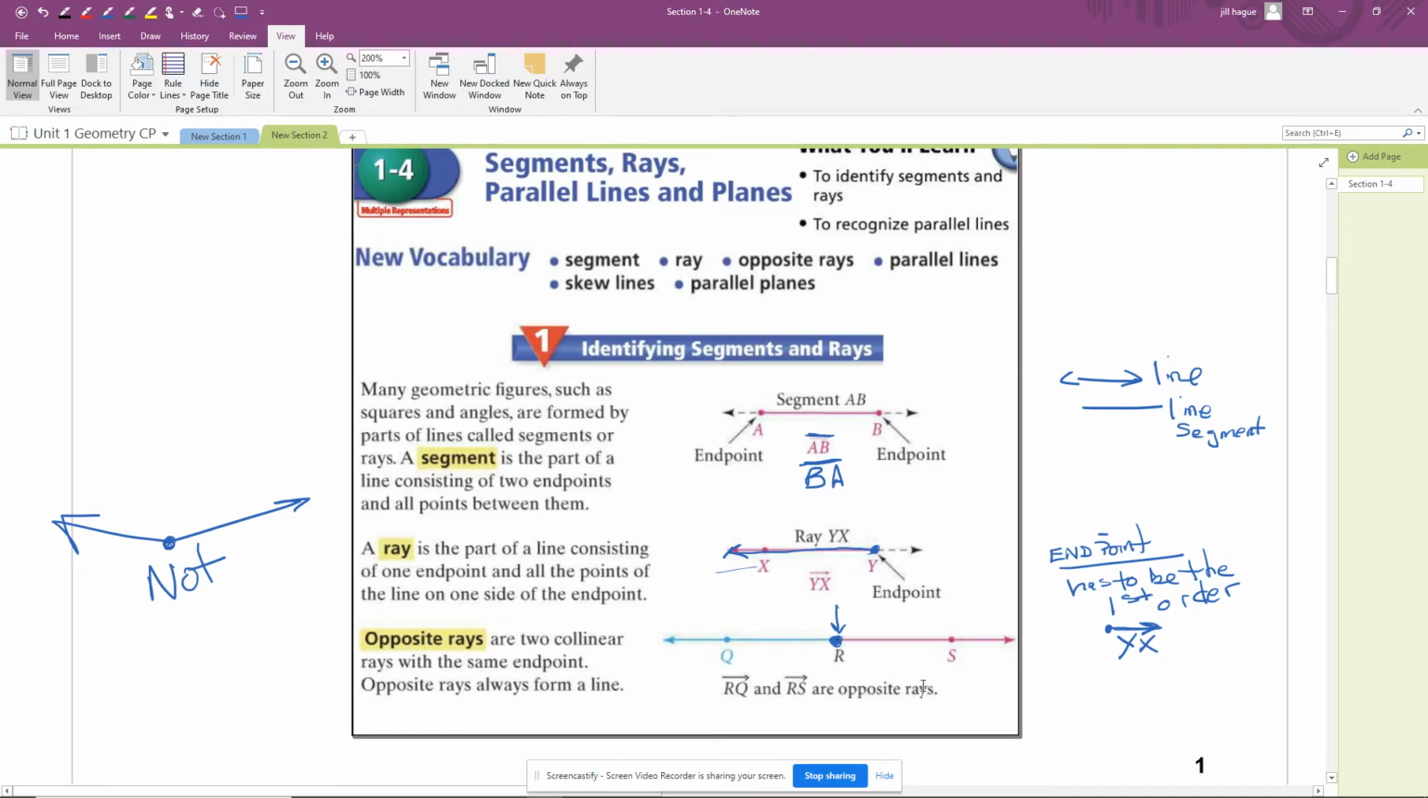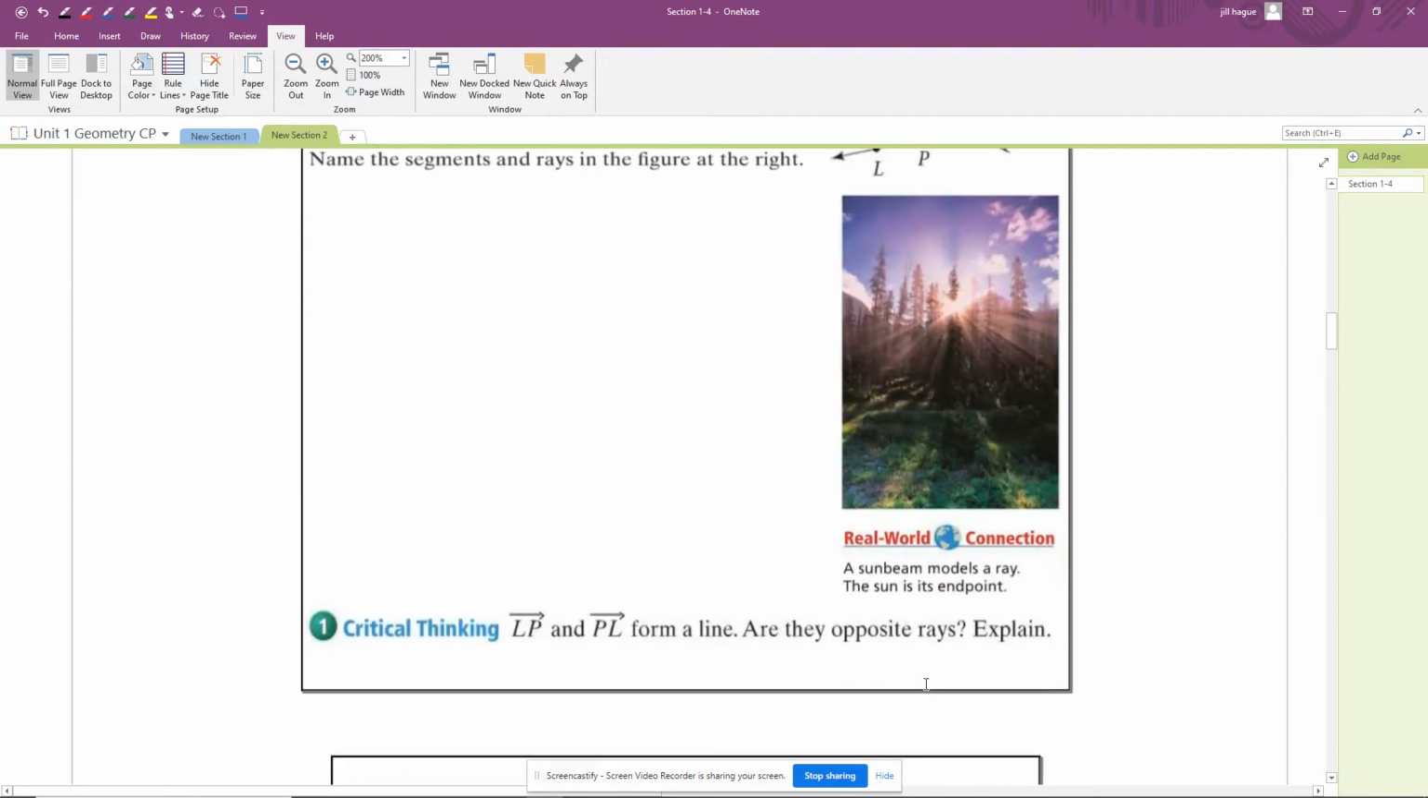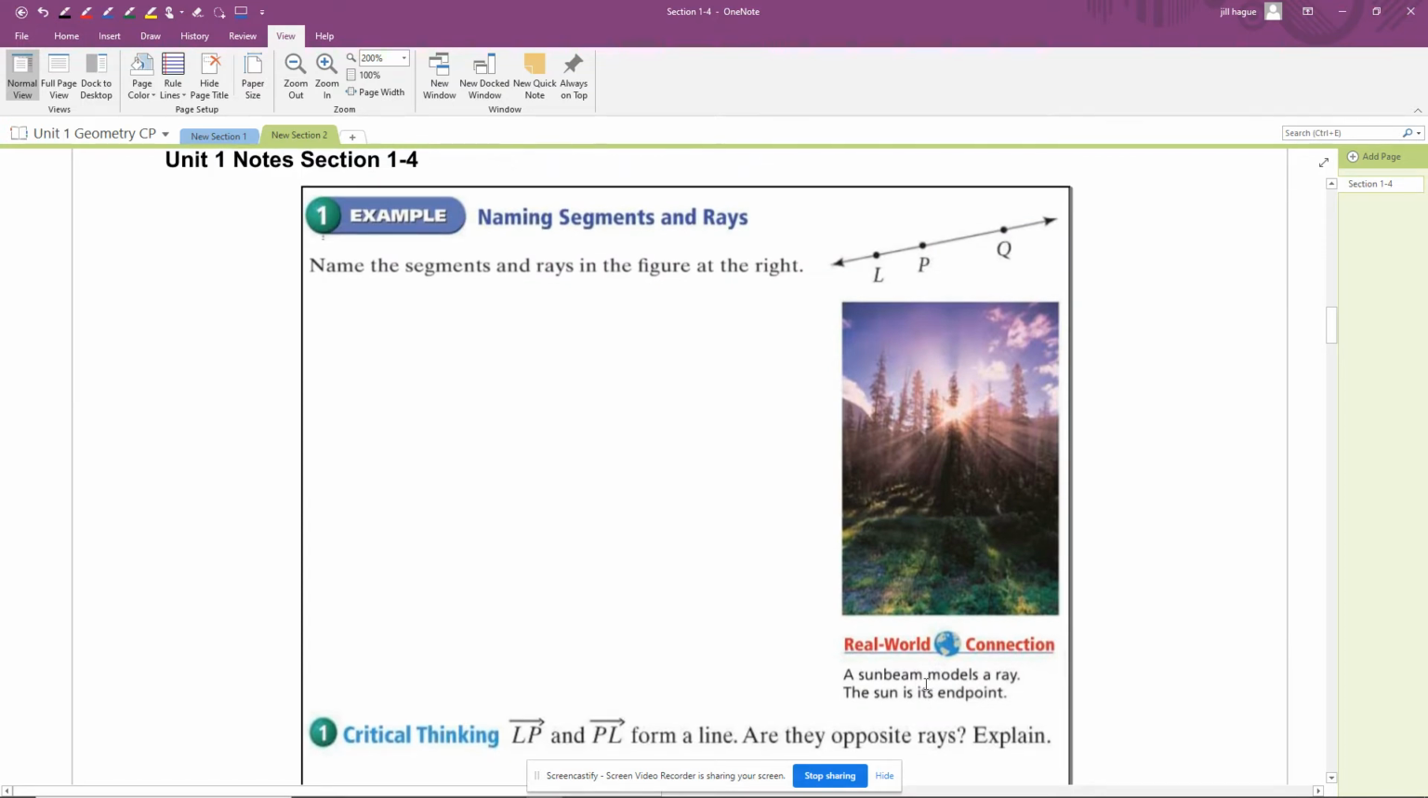All right, let's move on and name some segments and rays. You could pause it here and try to do this on your own if you want. Pause it and then come back and watch me go through it. So what are the segments here? We have a few segments. We have line segment LP, which is this guy right here. We have line segment PQ, which is this guy right here. And a segment can be a big segment, so we also could have line segment LQ, which is there.